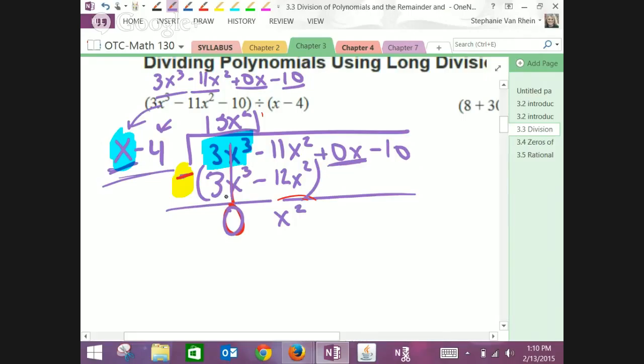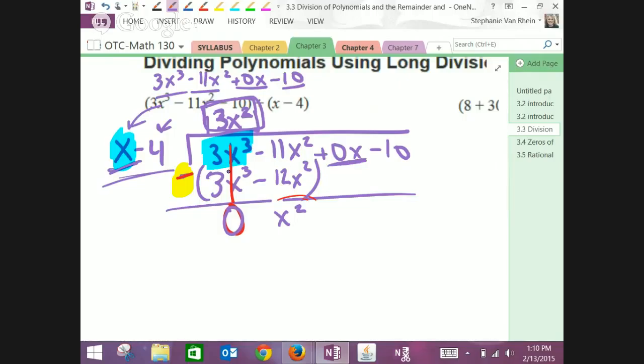This is your x cubed column, this is your x squared column, this is your x column. There's 0 in it to start with, but it doesn't mean there's not going to be some in the quotient. Do you see that first step, where I picked 3x squared? It multiplies with x to make 3x cubed. That's why I picked it, because I want to get rid of that 3x cubed.